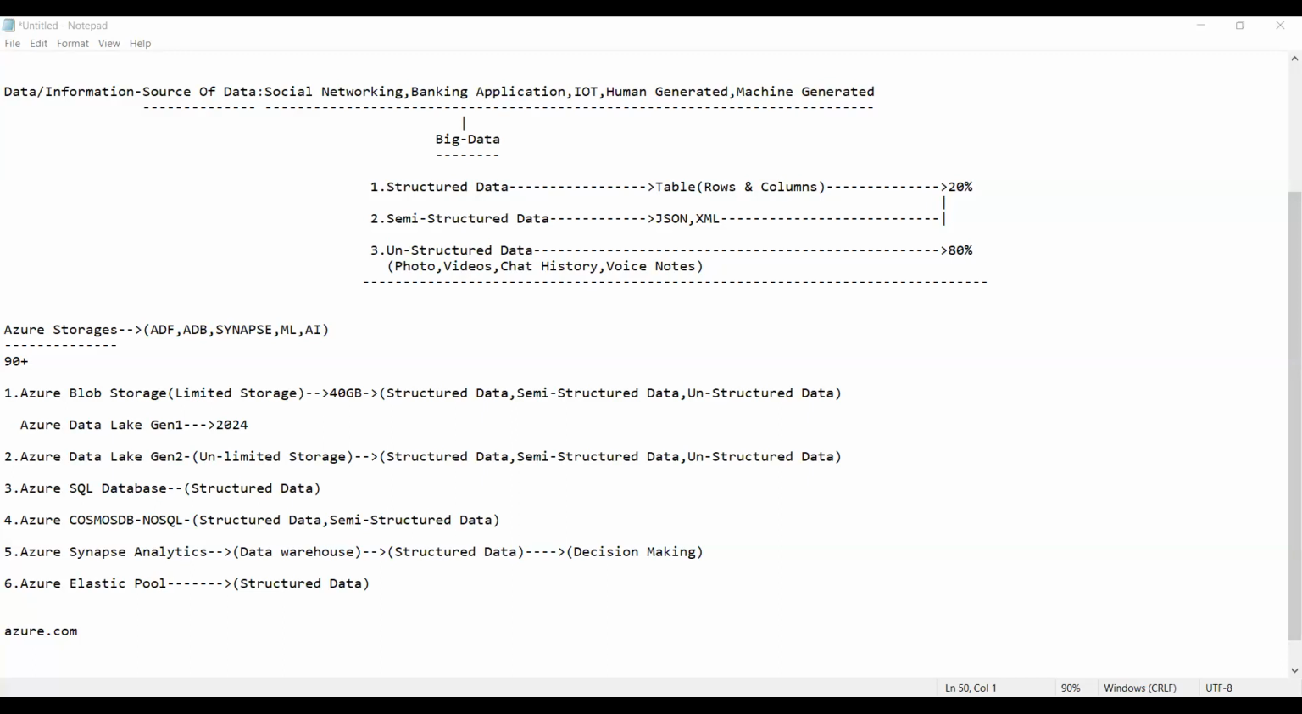Sameer, we are not able to see the screen. We are seeing just the notepad alone. Are you sharing something? Yes, yes, just a minute.